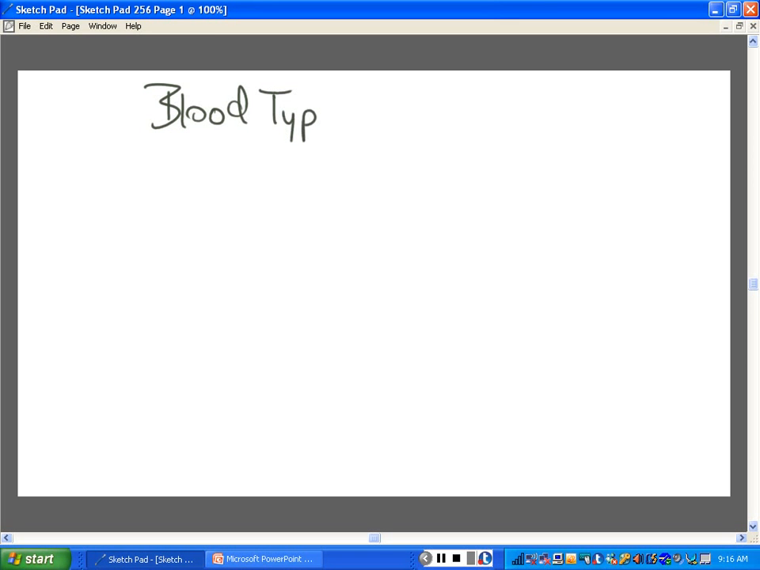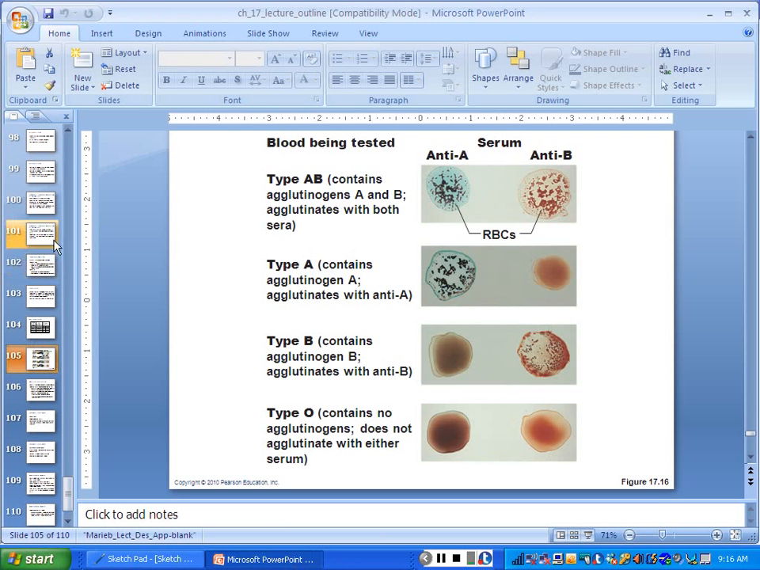So we're going to talk about blood types today. How many people in here know their blood type? Okay. Cool. How many people know how many blood types there are? And there's some information in the PowerPoint as well. We'll make sure and check out the PowerPoint.